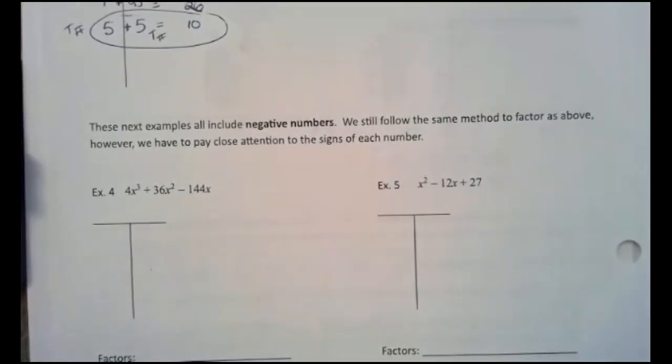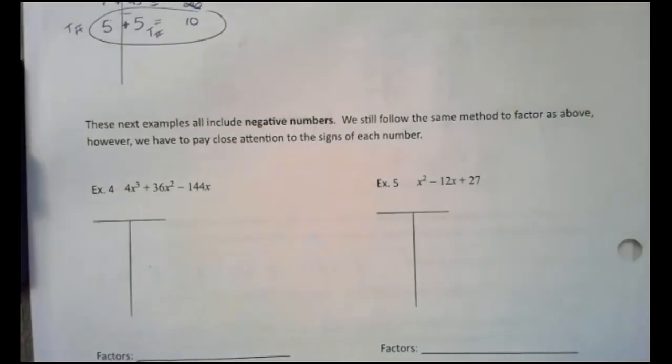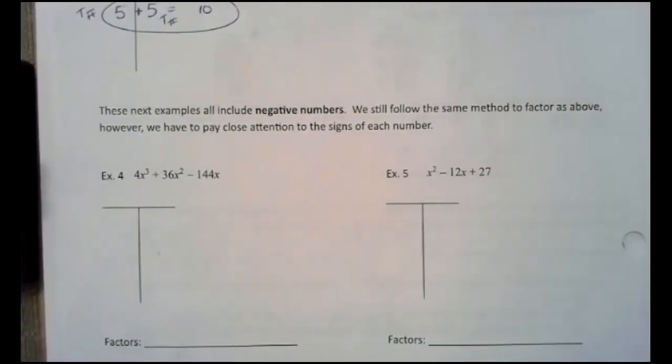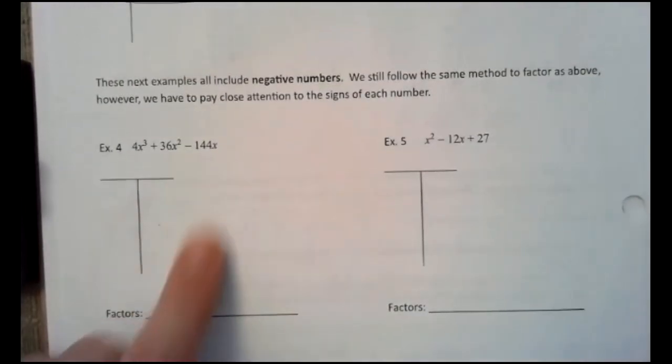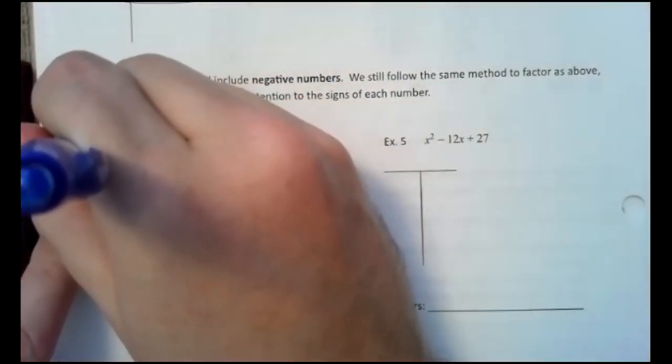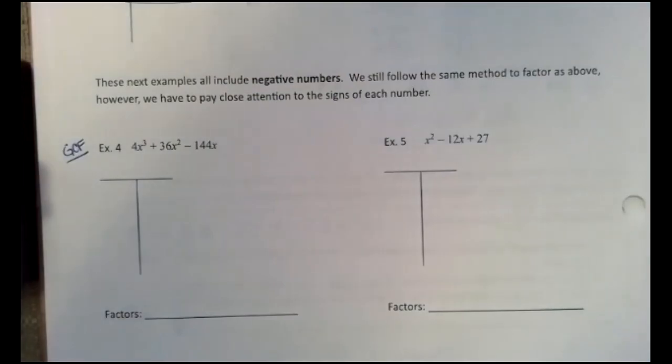Now, the next section involves negative numbers, minus signs, negatives. Most of the process starts the same way. It starts out by first, we're going to look for a GCF. Number 4, is there a greatest common factor? If so, what do you think it is? What do you think it might be if there is one?